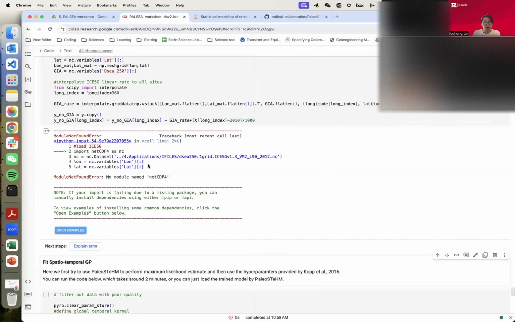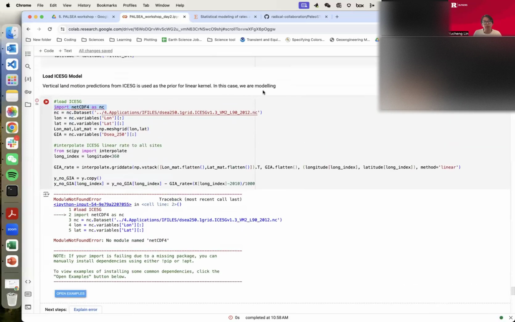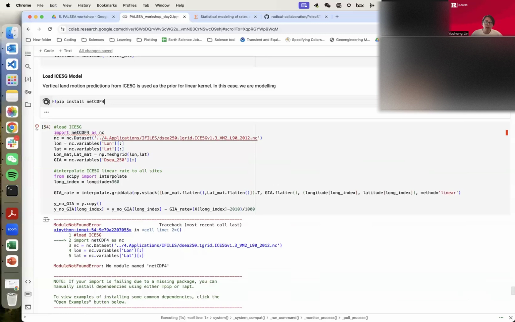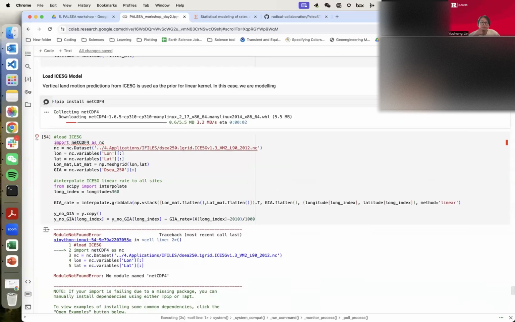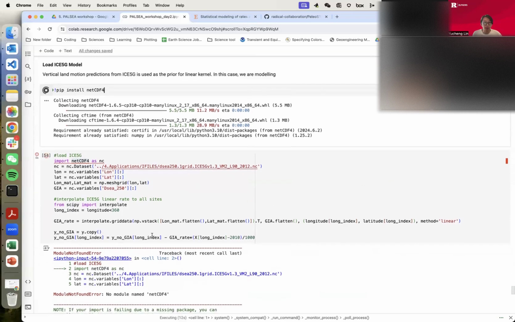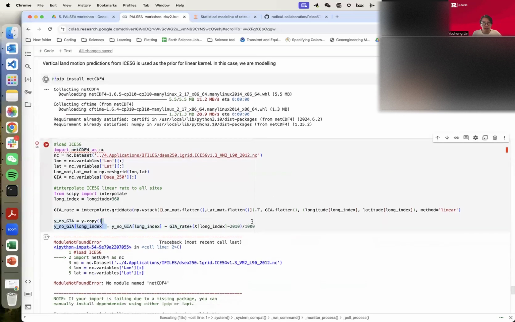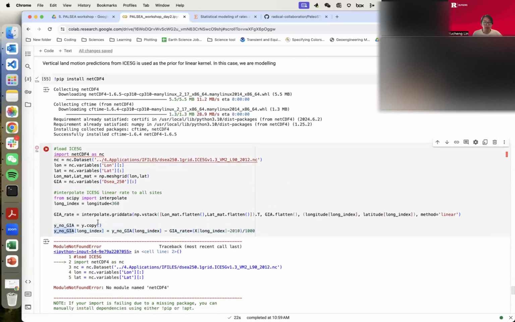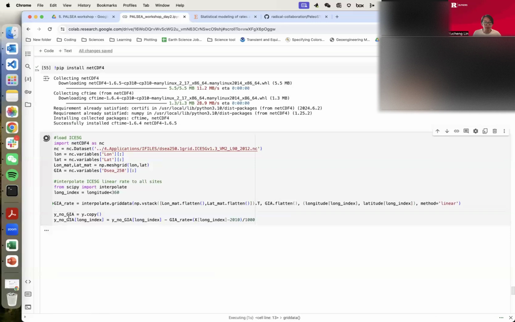Okay, we haven't installed the necessary dependencies, so let's install them here. Here we import ICE-5G data and remove the GIA signal from our sea level data. We remove the GIA signal using a GIA model and subtract it from the original data. So we are modeling essentially the Y without GIA.